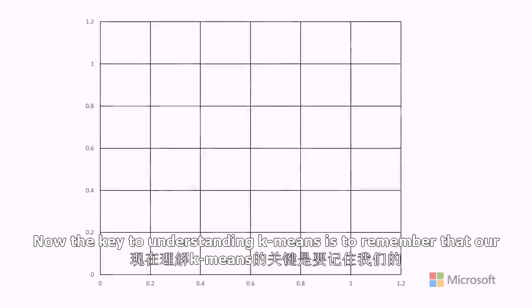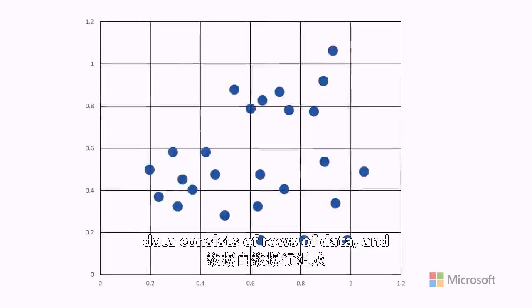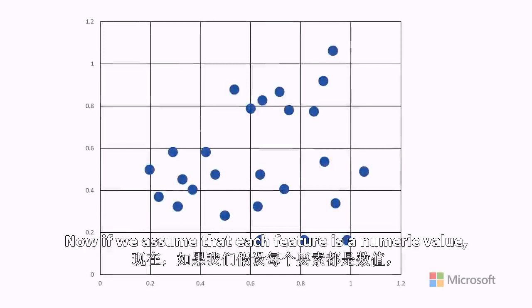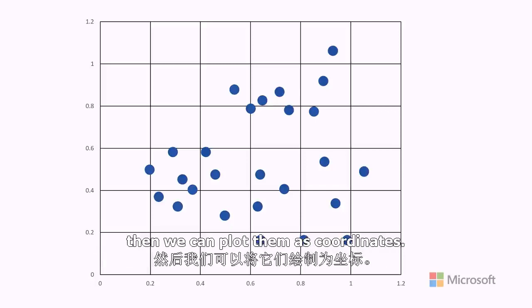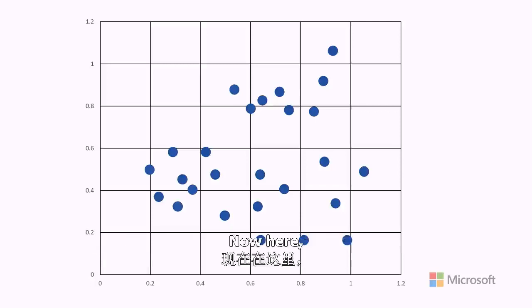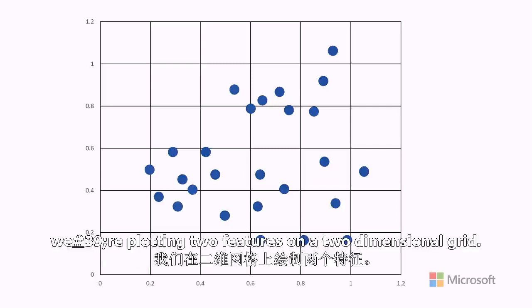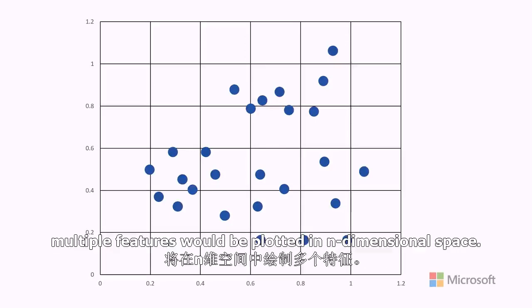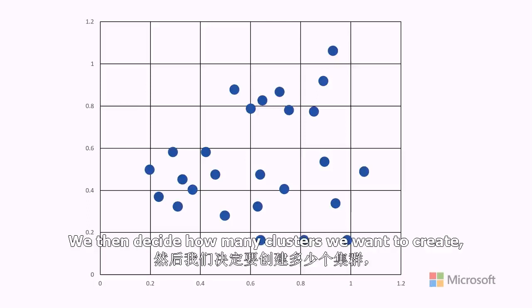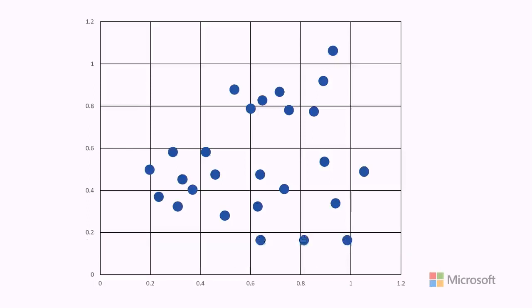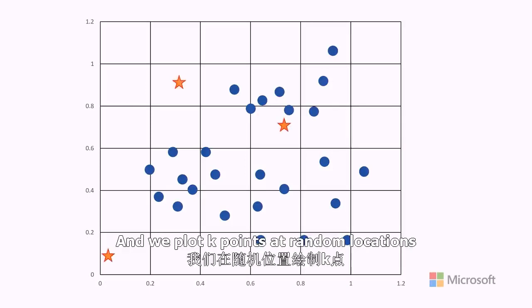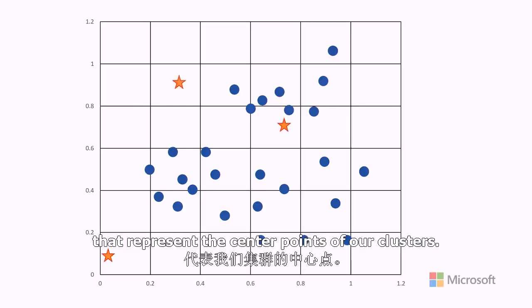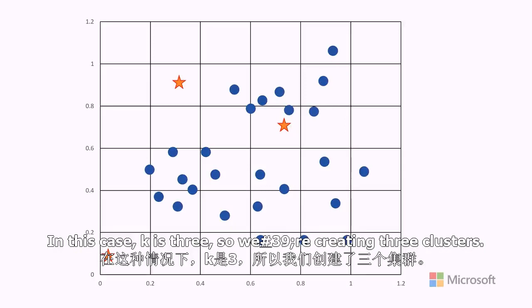Now, the key to understanding k-means is to remember that our data consists of rows of data, and each row has multiple features. If we assume that each feature is a numeric value, then we can plot them as coordinates. Here, we're plotting two features on a two-dimensional grid. But in reality, multiple features would be plotted in n-dimensional space. We then decide how many clusters we want to create, which we call k, and we plot k points at random locations that represent the center points of our clusters. In this case, k is 3, so we're creating 3 clusters.